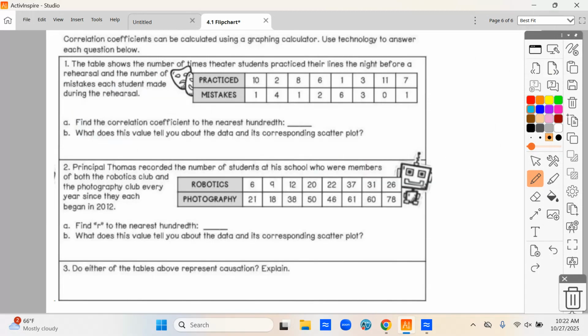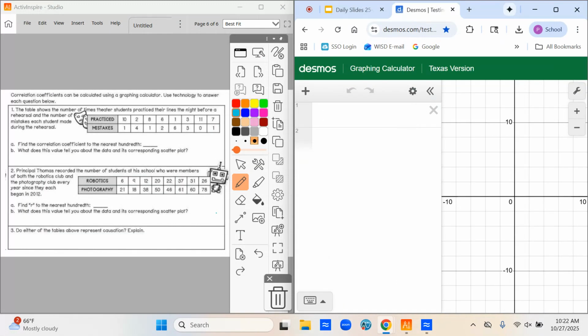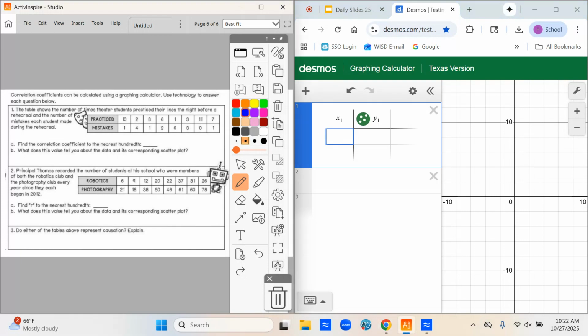Now we can also calculate R values, and to do this we're going to have to use Desmos. So I'm going to dual screen here, so I know it's going to get a little bit small, and that's okay. But you can also get these directions from your teacher or on the daily slides. So I'm going to select plus and add a new table. Now, when I'm looking at my example, it talks about the times they practiced their line versus how many mistakes they made. Generally, when you're looking at a table, the top variable is your X, the bottom variable is your Y. If you have a horizontal table, the top is X and the bottom's Y.